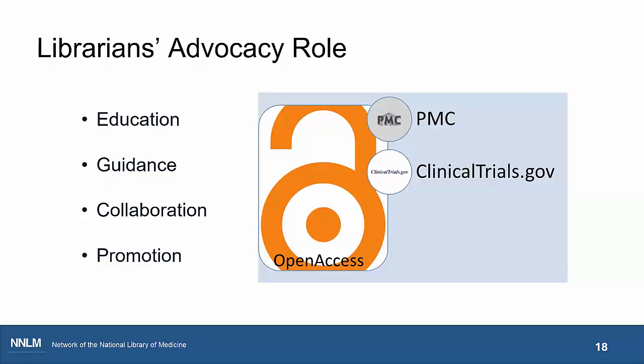In a simpler way, librarians can promote clinical trial registration and results submission and help contribute to more trial results becoming freely available through ClinicalTrials.gov. This advocacy can be done by educating researchers and their staff about registration and results reporting requirements and guiding them through the study submission process. They can collaborate with their institutional research offices to encourage compliance, and they can promote transparency and open science in general.